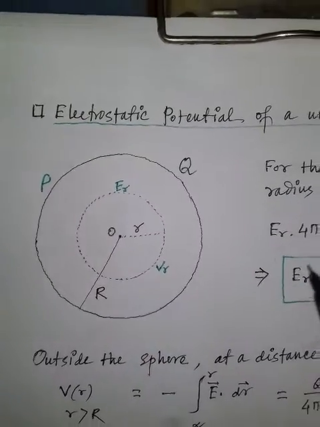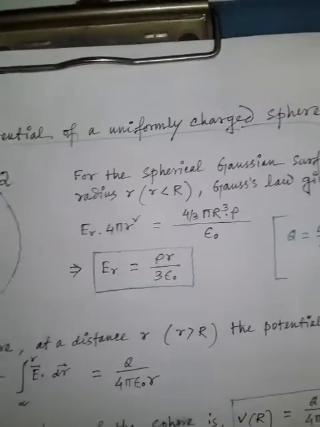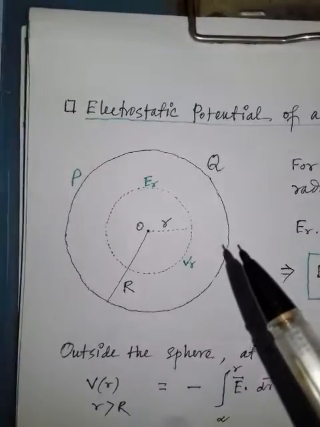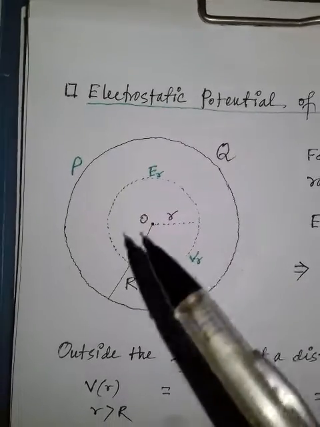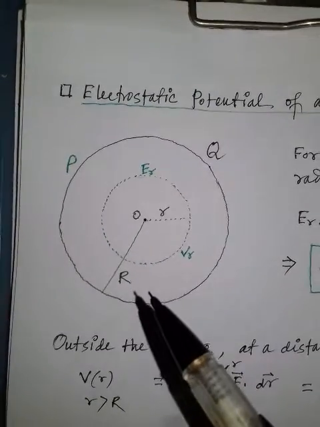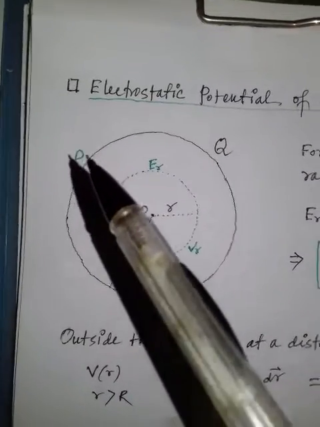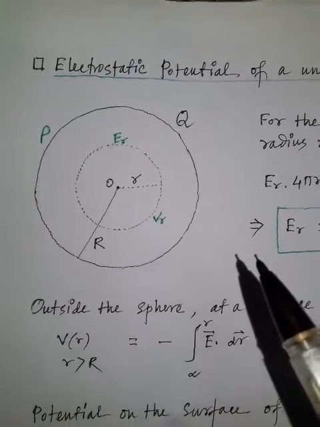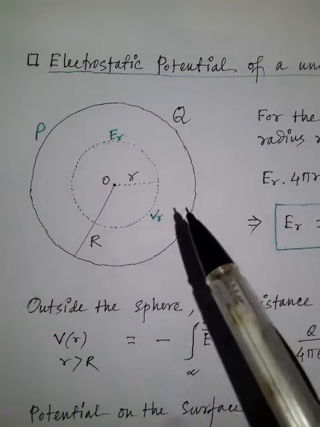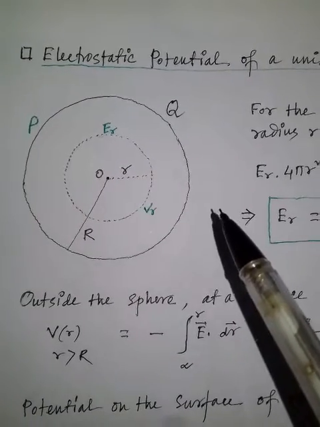Today we are going to discuss the electrostatic potential of a uniformly charged sphere. Look at the figure. We have considered a uniformly charged sphere of radius capital R, having uniform volume charge density rho and total charge capital Q. First, we will find the potential at an outside point.